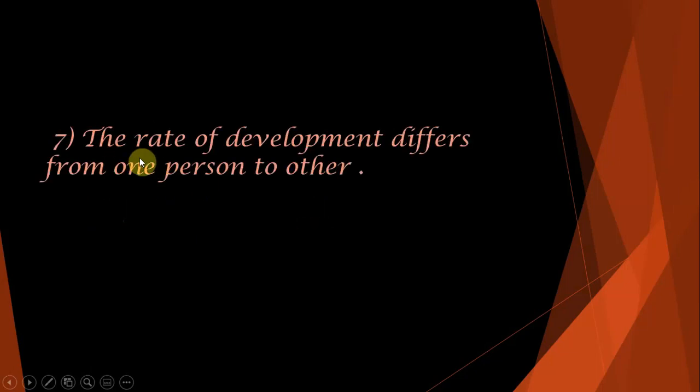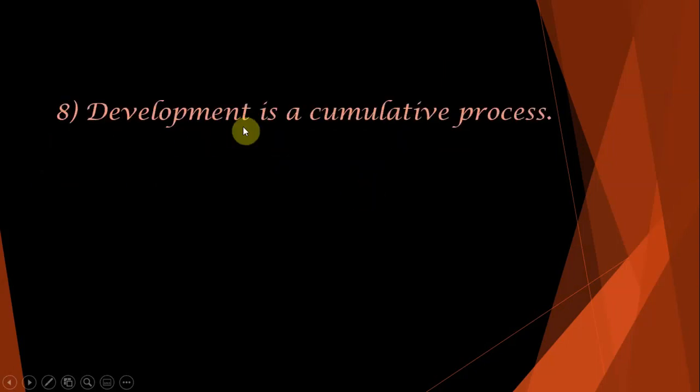The next principle is that the rate of development differs from one person to another. For example, if my height is 5 foot, then the height of the person watching this video might be 4 foot, or it might be more than me, that is 6 foot. So the rate of development, here the height, differs, and not just height. There can be weight, cognitive development, social development, everything for that matter. So it differs from person to person. Another principle is that development is a cumulative process. Cumulative means increasing or increased in force, in a successive way. Development always goes in a successive way, so it never decreases, it always increases. It is a cumulative process.